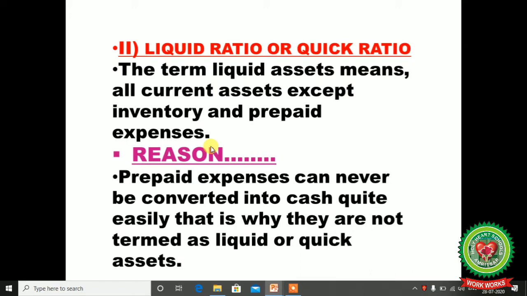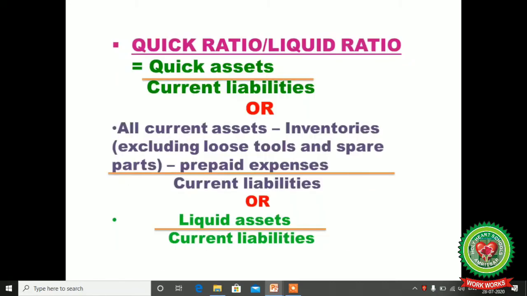Why? The reason behind this is prepaid expenses can never be converted into cash. Yes, it is quite easy to understand. You know that prepaid, once paid in advance, for you it is quite difficult, unable to convert it into cash form. Okay, that's why they are not considered under the current assets.